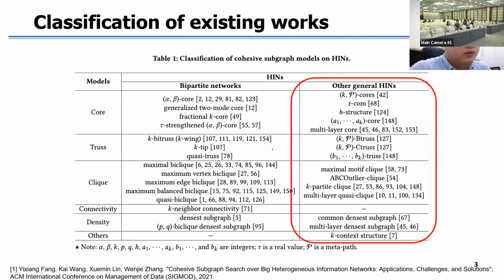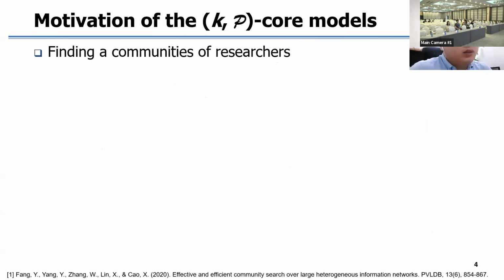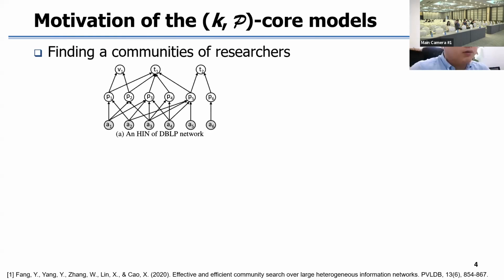First, let me introduce the core-based models. The first one is called the (k,P)-core model. Let us see the motivation. Suppose we have a DBLP network which consists of 6 authors, 6 papers, 1 venue, and 2 research topics. For example, this edge means that the author A1 writes a paper P1, which is published in the venue V1, and it also mentions the topic T1.